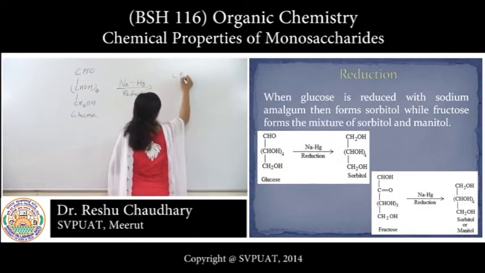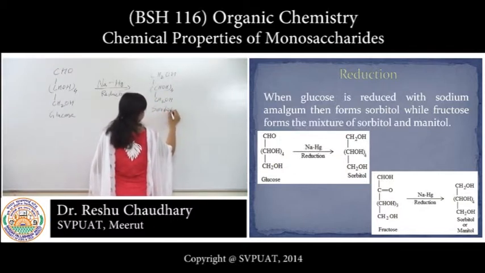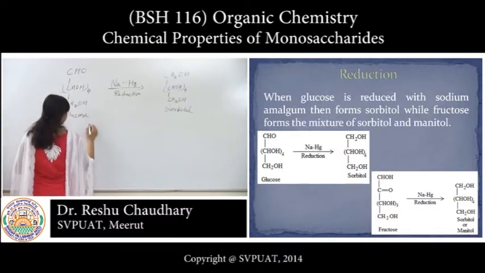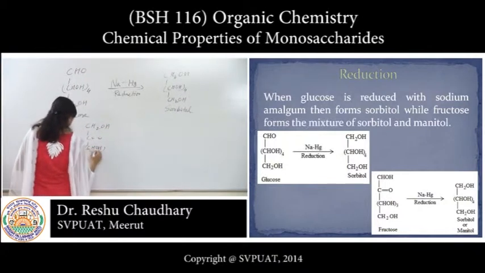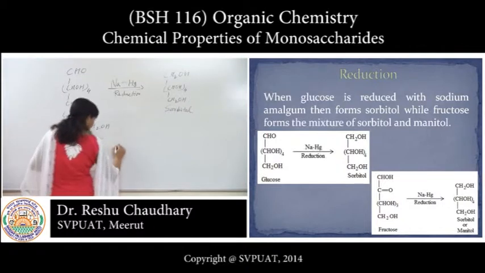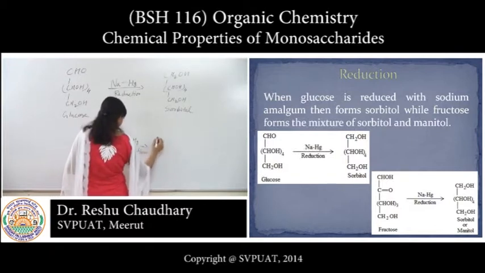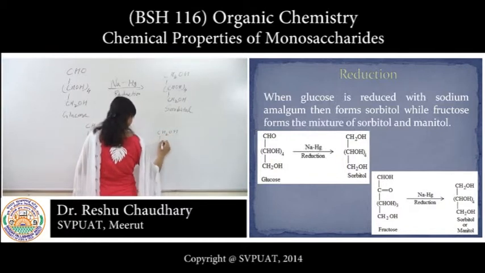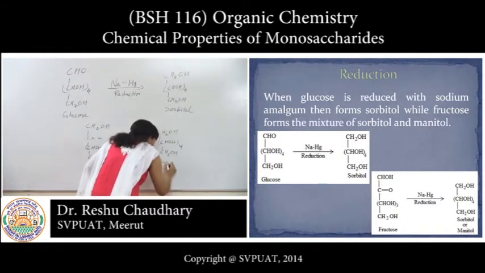and forms sorbitol. This is sorbitol. Now the structure of fructose is this. When this reacts with sodium amalgam, it also undergoes reduction and forms the mixture of sorbitol and mannitol.